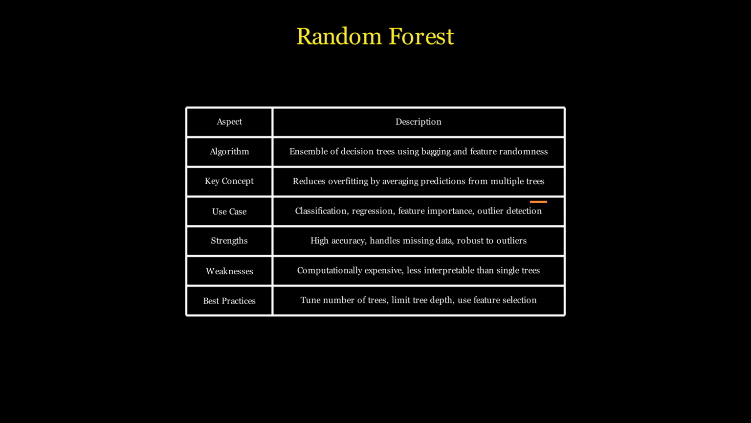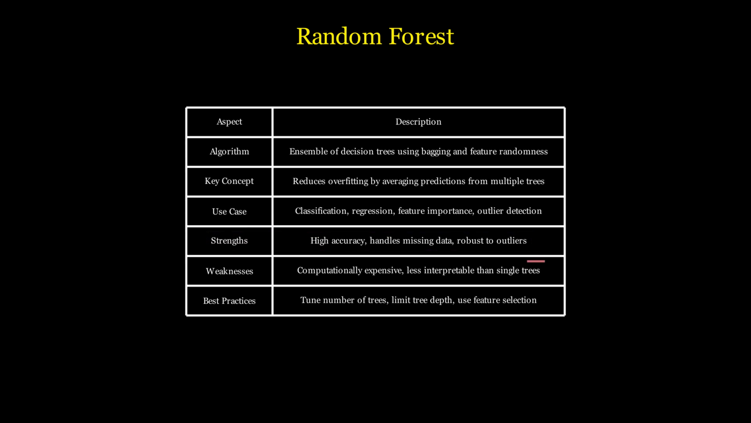Random forest is widely used for classification, regression, feature importance, and outlier detection. It is versatile and performs well in many real-world applications. Its strengths include high accuracy, the ability to handle missing data, and robustness to outliers. It is also less prone to overfitting compared to single decision trees.